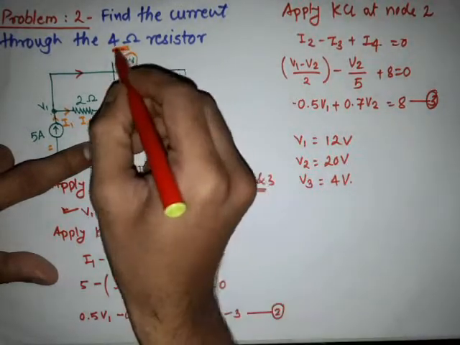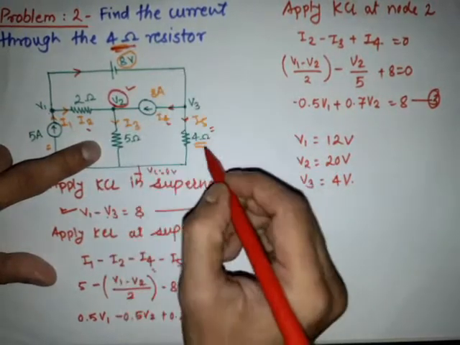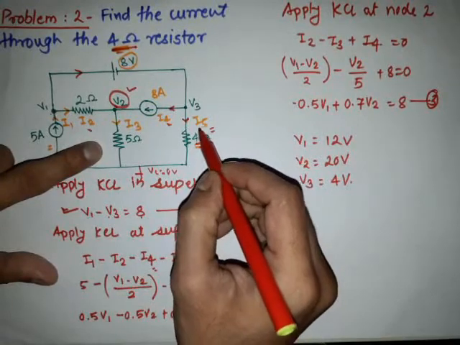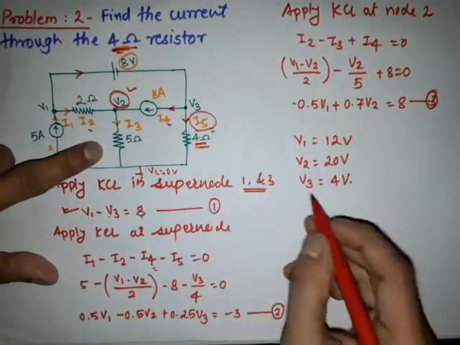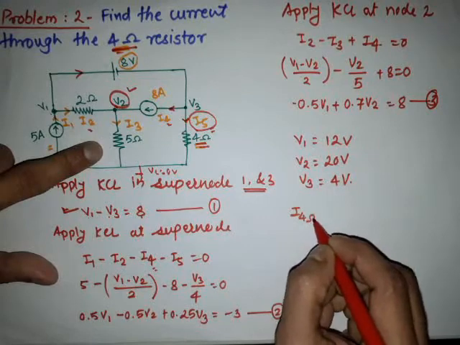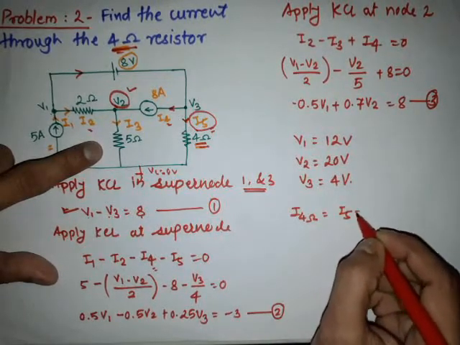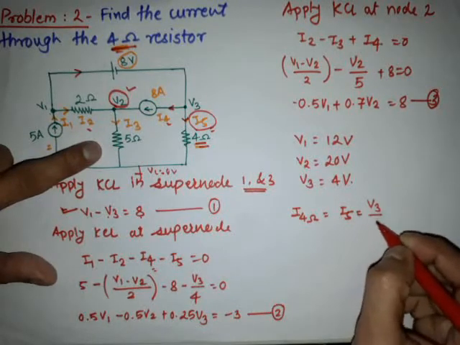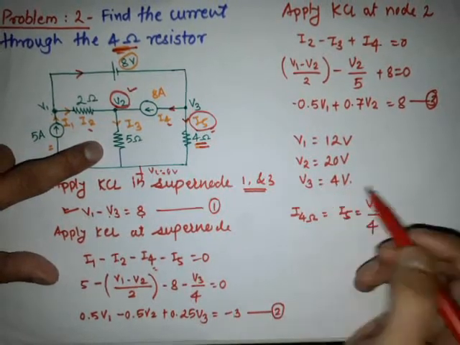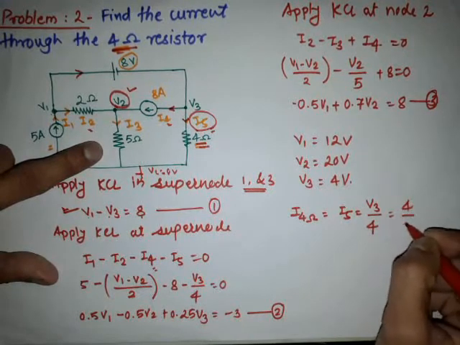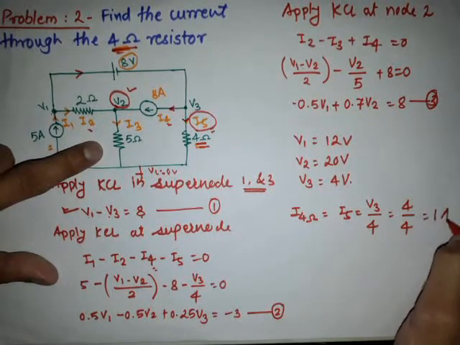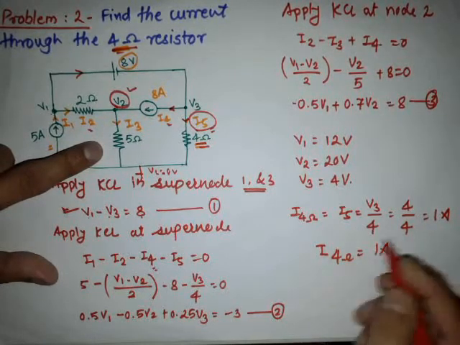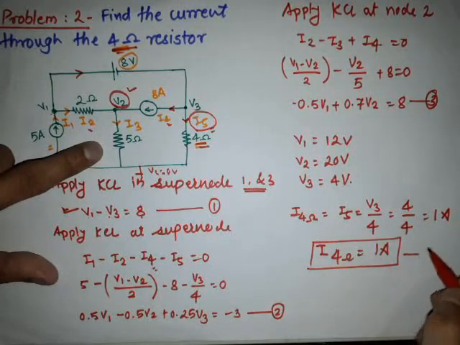Now the main question is we have to find the current through the 4 ohm resistor. Through the 4 ohm resistor we have considered the current as I5. So the current through the 4 ohm resistor is I5, which is equal to V3 divided by 4. We know the value of V3 is 4, so 4 divided by 4 is equal to 1 ampere. That means the current through the 4 ohm resistor is equal to 1 ampere. This is the final answer.